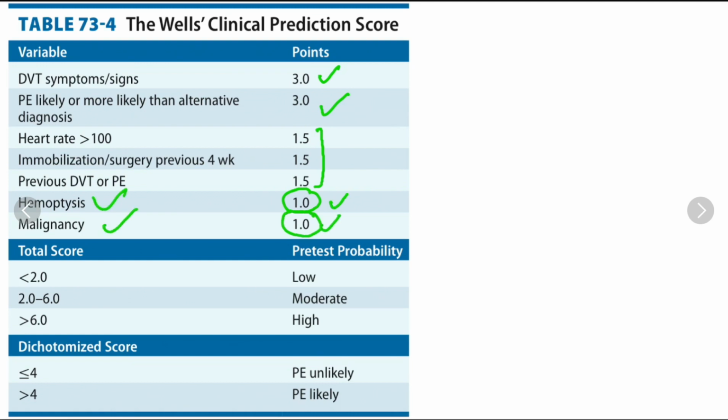If the total score is less than 2, it defines a low probability of pulmonary embolism. If the score is 2 to 6, then the patient has a moderate risk of pulmonary embolism. If the score is more than 6, then there is a high probability that it is pulmonary embolism. And there is another score, the dichotomized score. According to that, if the score is more than 4, then it is likely to be pulmonary embolism. If it is 4 or less, then pulmonary embolism is unlikely.